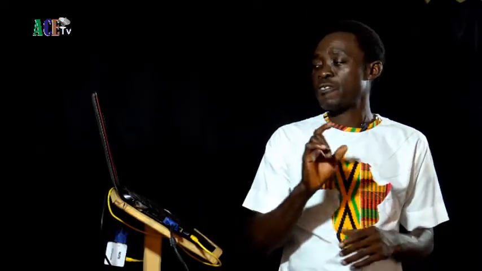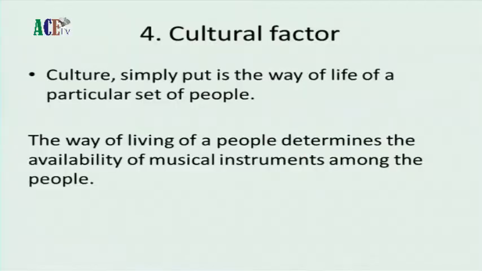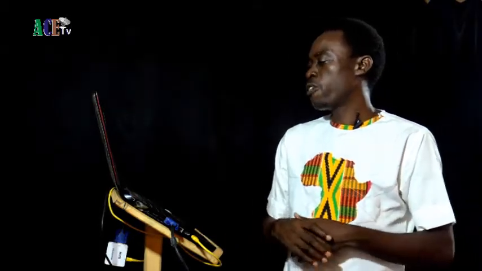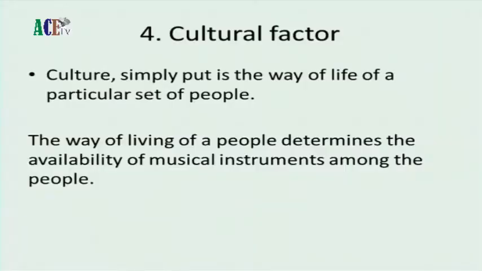We shall be going to the fourth factor, and that is the cultural factor. Culture, simply put, is the way of life of a particular set of people. The way of life, the way of living, eating ways, greetings, feeding, dressing, the way of life of a particular set of people. So, culture plays an important role in determining the kind of instrument that will be found in a particular area. The way of living of a people determines the availability of musical instruments among the people, the belief of the people, what the people have been accustomed to as a way of life, determines the kind of musical instruments that are found among the people.